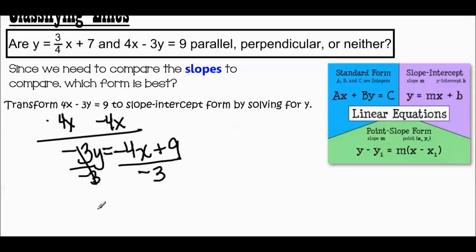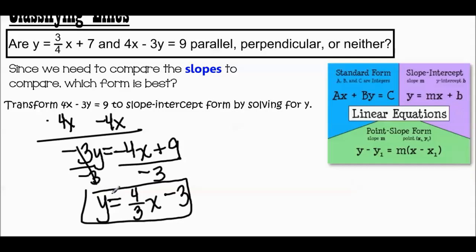And that cancels. y equals negative 4 divided by negative 3. Those negatives cancel and make it positive. So that's just going to be 4 over 3 x, plus, and actually it's not going to be a plus, 9 divided by negative 3 is going to be negative 3. So there is the other line in slope-intercept form.